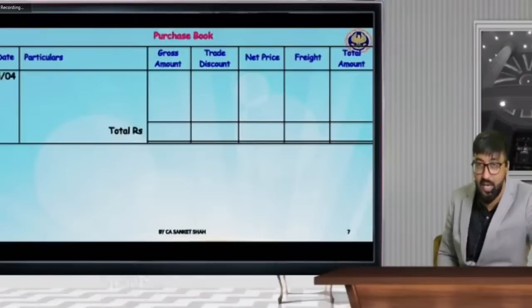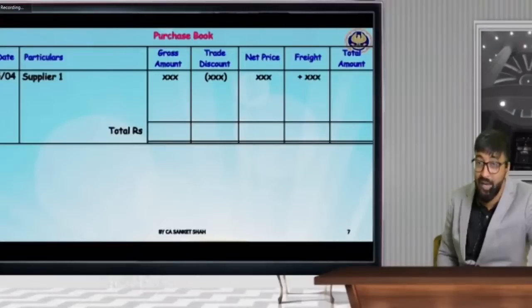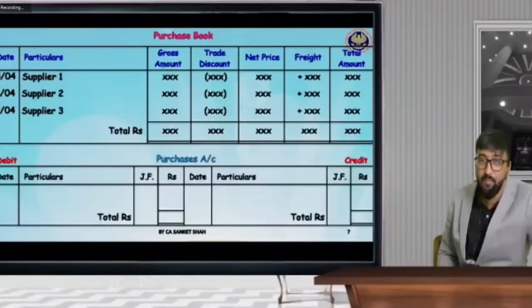Let's understand. Supplier 1, gross amount, less trade discount. Both of these we are not going to record. Net price, yes. Freight, yes, we will add, and total amount. Similarly for supplier 2, similarly for supplier 3. Now, how to record this? Purchase account, we will take directly net price after 30 days.